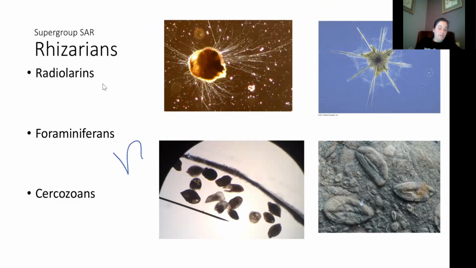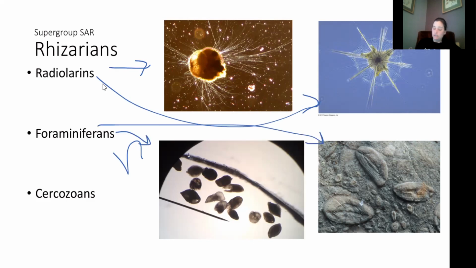Okay, it's better. So these top ones are radiolarians, and these are foraminiferans. The last group that falls into the rhizarians are the cercozoans. Cercozoans are another group that's just hard to talk about. There are some that are amoebas, and there are some that are flagellates, so there's some that have flagella.